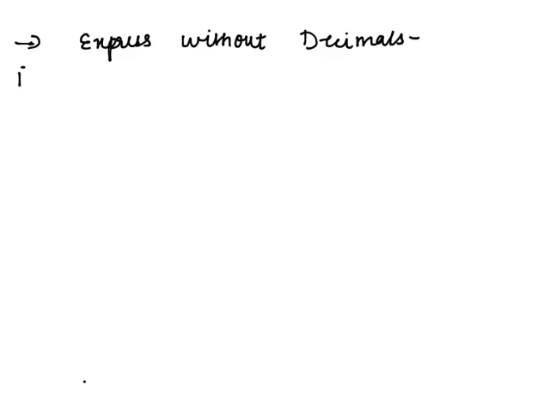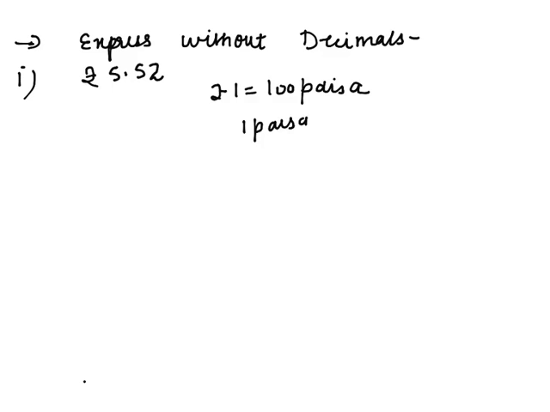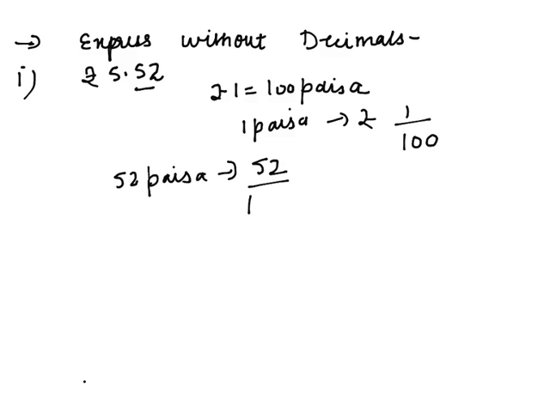Now we will do the vice versa of it, how to write a number without the decimal. Suppose here we have rupees 5.52. Now we have to represent it without using the decimal. So we will use the same concept: rupee 1 equals 100 paisa. So 1 paisa will be equal to rupees 1 by 100. After the decimal it represents the paisa. So it means 52 paisa. We can write it as 52 by 100.